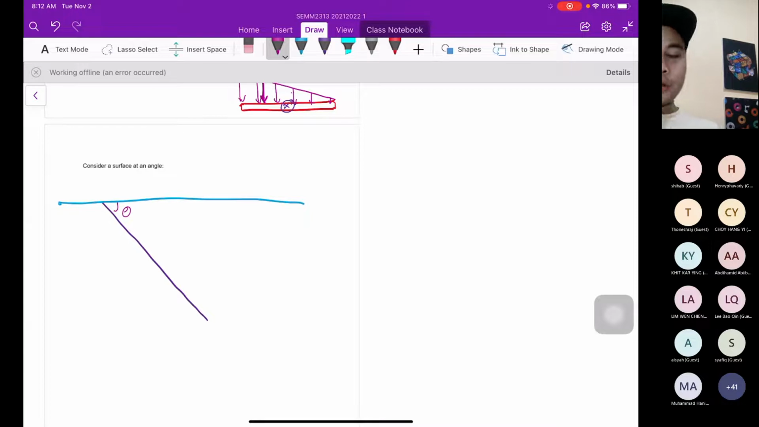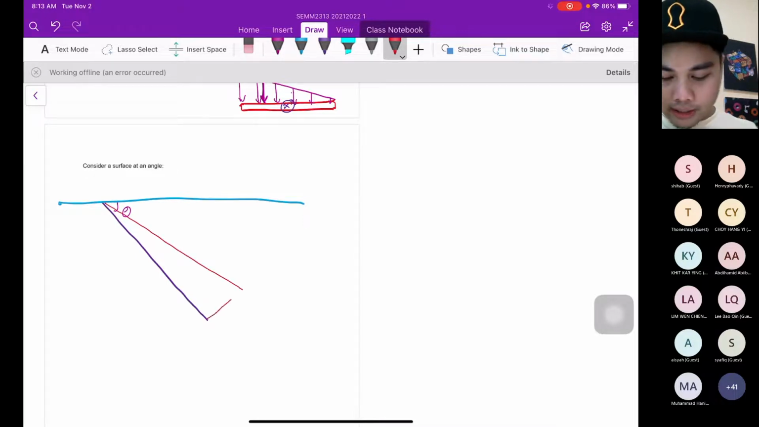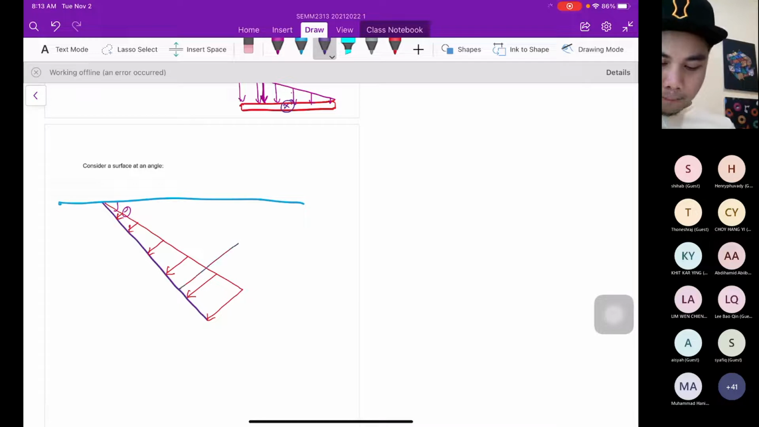So what do you think of the forces involved? We have the distribution of force like this, perpendicular to the surface and increasing with depth. So where is the resultant force? The resultant force must be like this. We call it FR. Where is the centroid? Definitely this is the centroid at the middle.